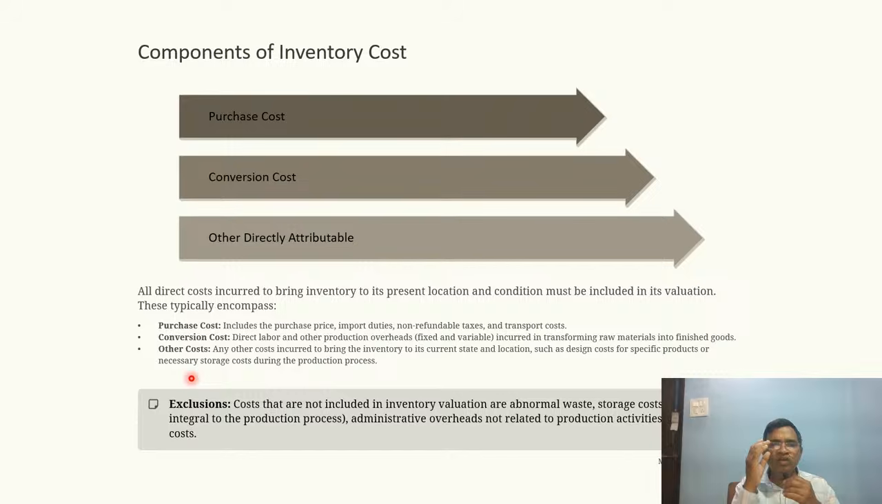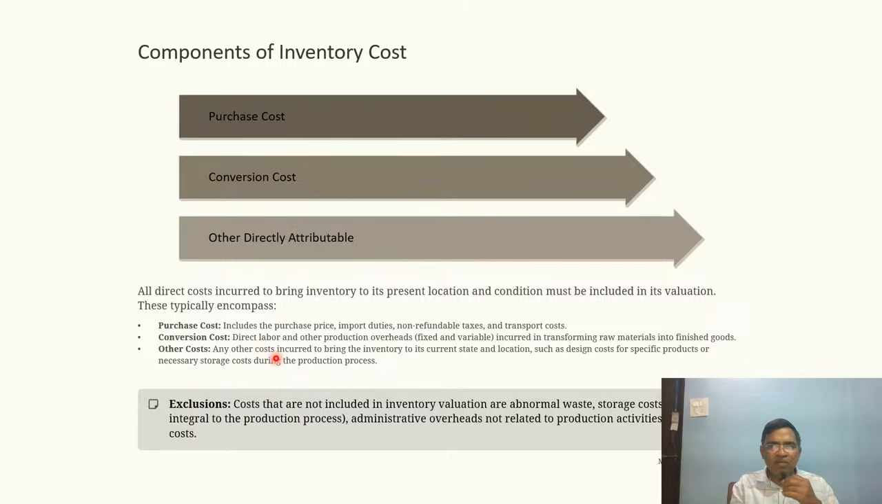Purchase cost includes the purchase price, then import duties, non-refundable taxes, and transport cost. There are almost four things that happen. One is the purchase price. What is the purchase price? And if it is imported from other countries, import duties, then non-refundable taxes, then transport cost. These come under purchase cost, whereas conversion cost.